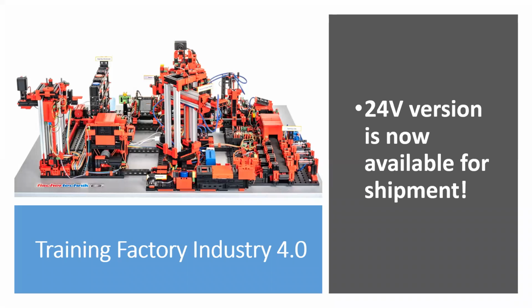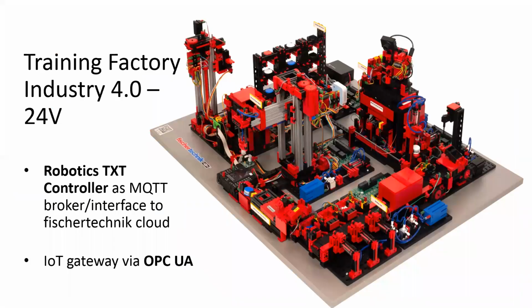We are also happy to announce that as of August 2020, the 24-volt version of the Training Factory Industry 4.0 is also available for shipment. Now, while the 24-volt version is in many ways similar to what we've just discussed, let me briefly outline how it is different. First, it's a bit of a hybrid in that while requiring a PLC for operation and control, it also incorporates one fischertechnik Robotics TXT controller.